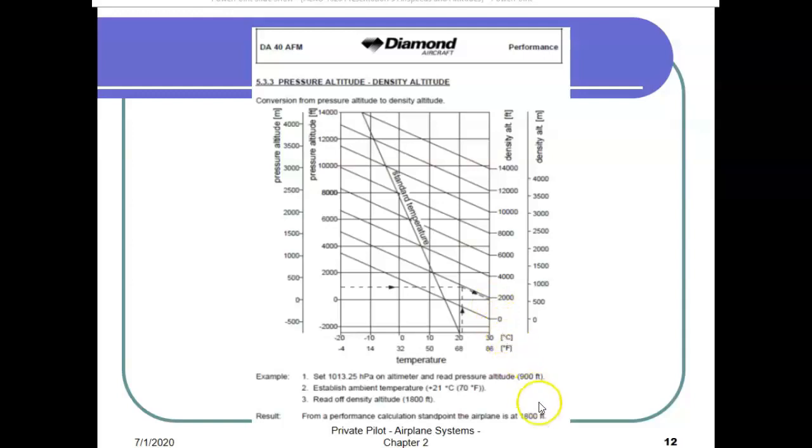They started with a 900 foot pressure altitude, and at 21 degrees C they ended up with a density altitude of 1,800 feet. So the density altitude in this case is high compared to the pressure altitude. And that makes sense because the temperature of 21 degrees C is much higher than the standard temperature at that pressure altitude, represented by this line. You can see the standard temperature at that pressure altitude is about 13 degrees C.